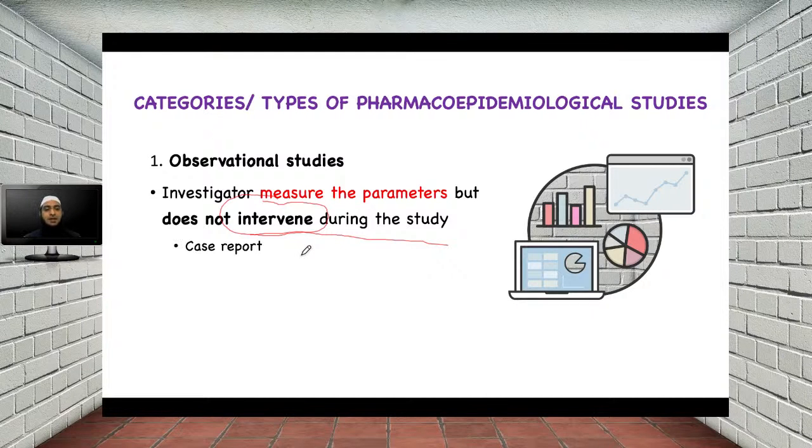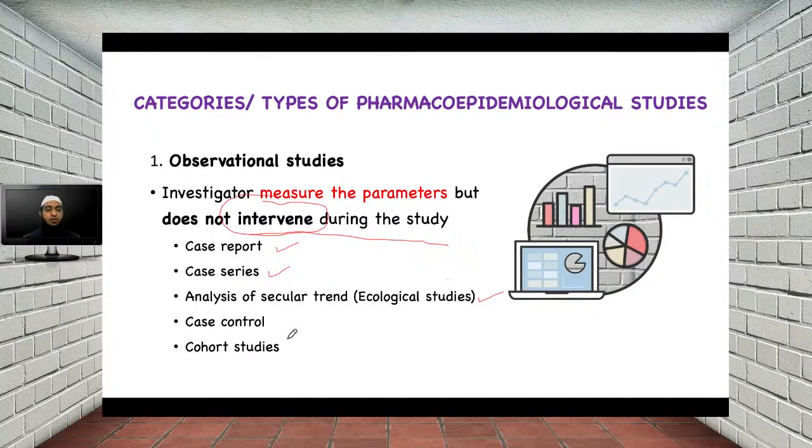Okay, so let's see examples of such studies. The case report we have seen is an example of an observational study. The case series is also one of the observational studies. Then analysis of secular strain, also called ecological studies, is also an observational study. Then case control and cohort studies, these are all observational studies. Here you are just collecting the data; you have not recruited the patients who are in your control, and what they are eating, what food they are taking, everything they are doing on their own at home. So this type of study is called an observational study.